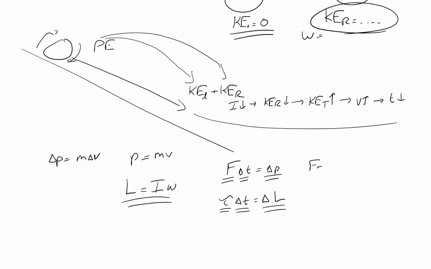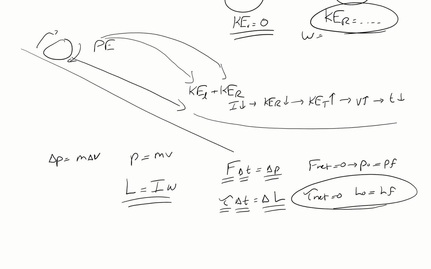Linearly speaking, if the net force is 0, then momentum should be conserved, right? So my initial momentum should be equal to my final momentum. Same idea: if the net torque is 0, then the initial angular momentum should be equal to the final angular momentum. This is a huge relationship. This is one that I've actually seen pop up a lot.